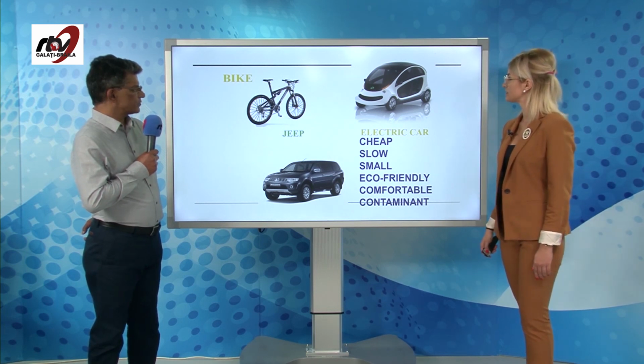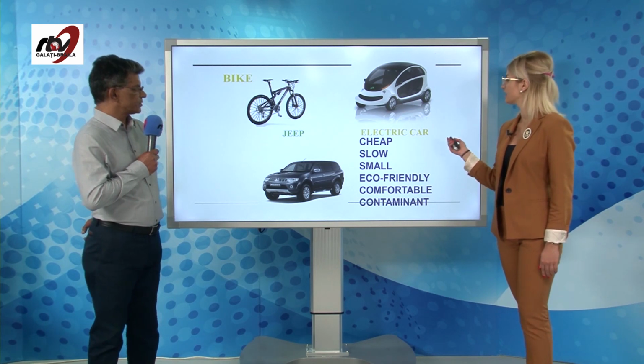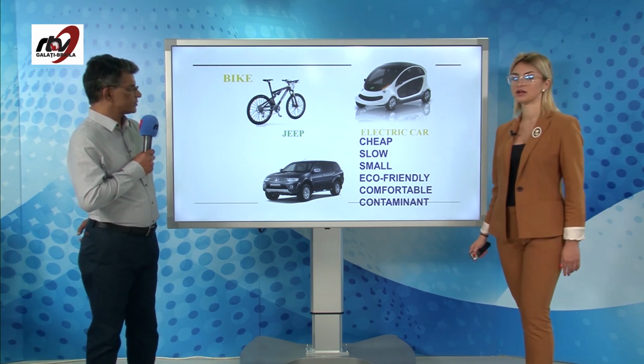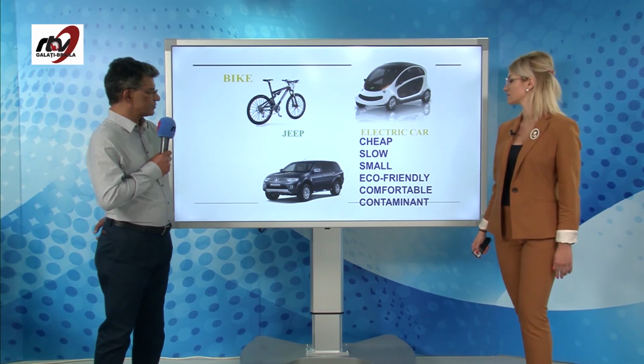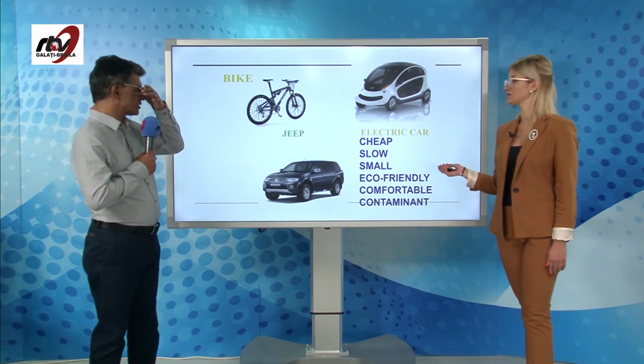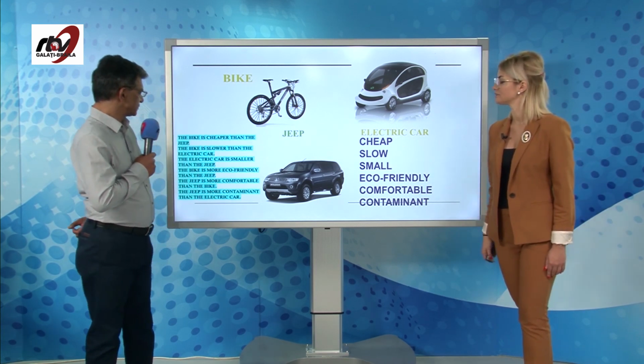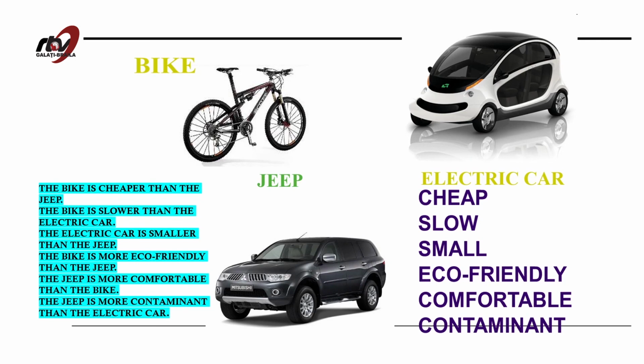And for the next pictures, we have a bike, we have a jeep and an electric car, and the adjectives cheap, slow, small, eco-friendly, comfortable, and contaminant. So let's see which are our comparative forms of the adjectives.